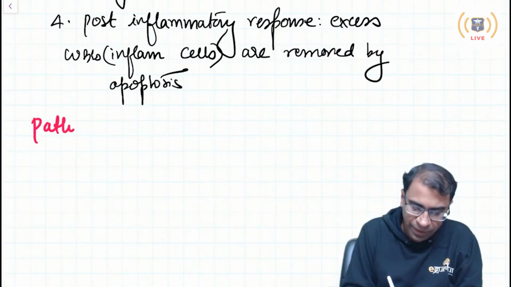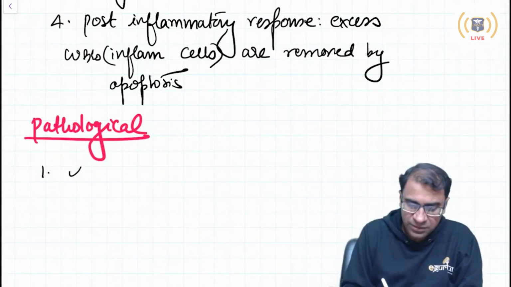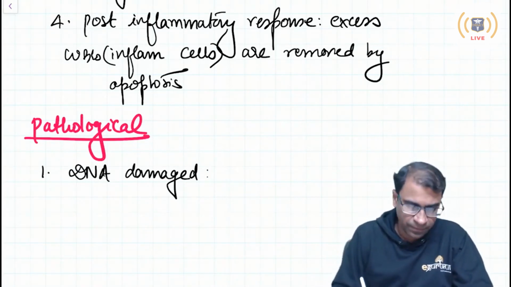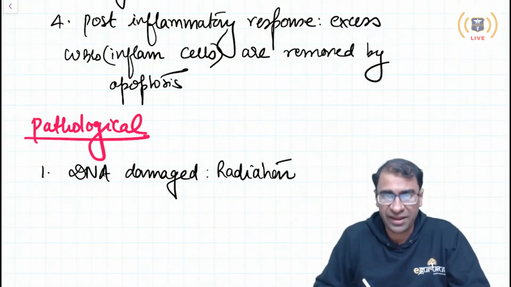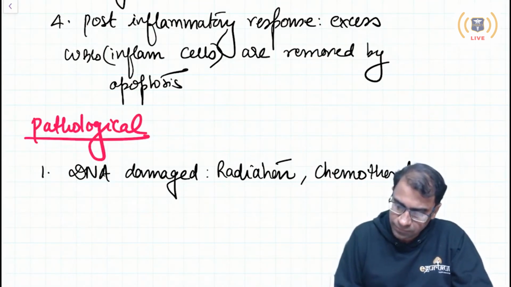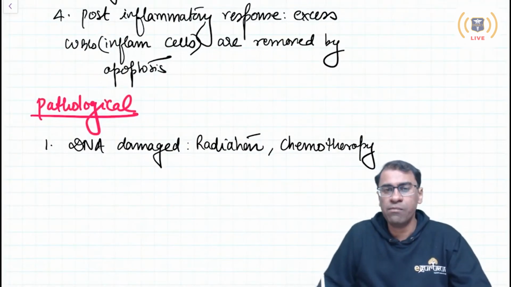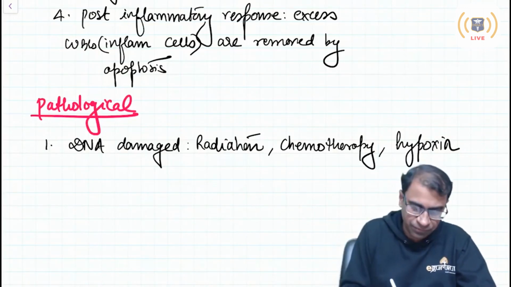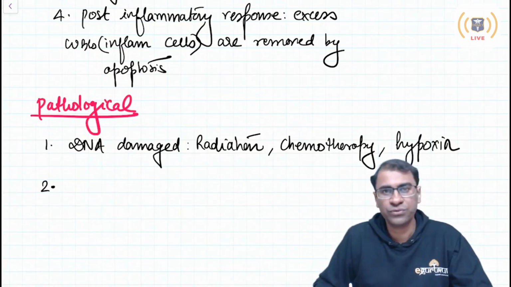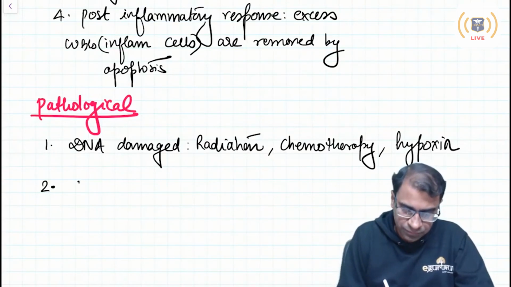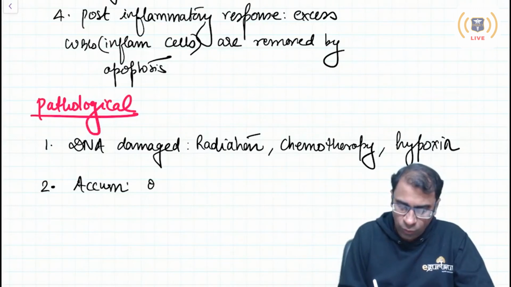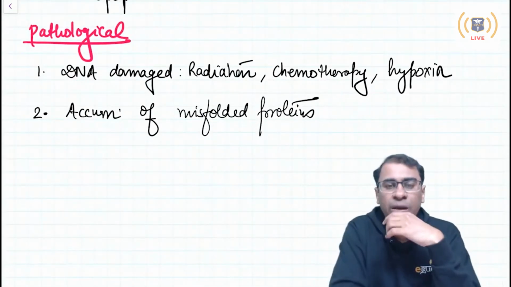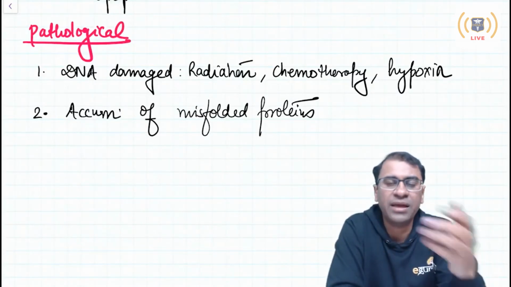Now we'll see the pathological causes. One of them is the DNA damage by either radiation therapy or chemotherapy or hypoxia. So all of these DNA damage are removed by apoptosis. Second, it is due to accumulation of misfolded proteins. As you all know, the misfolded proteins are removed by the ubiquitin pathways. So they are effectively done by apoptosis.